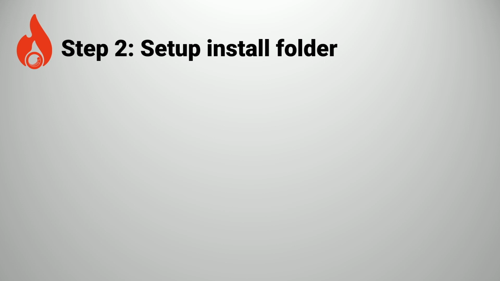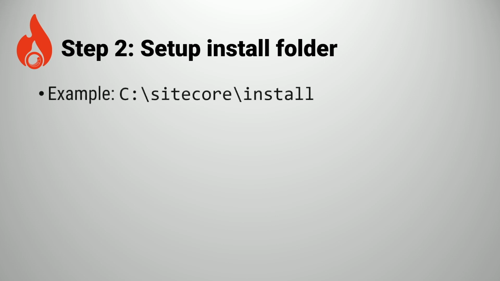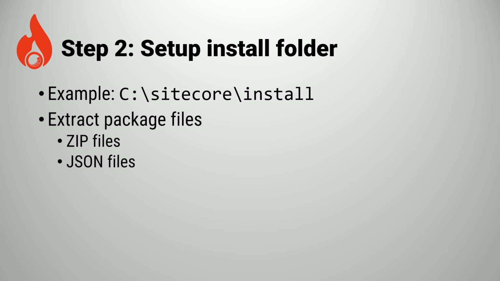For step 2, we're going to set up an installation folder that will contain configuration files, zip files, and other media that we need to get Sitecore 9 working with the Sitecore Install Framework. An example directory that we want to create is C:\Sitecore\install. We want to extract the package files from the XP0 zip file. This contains 2 other zip files that we're interested in, as well as several JSON configuration files.